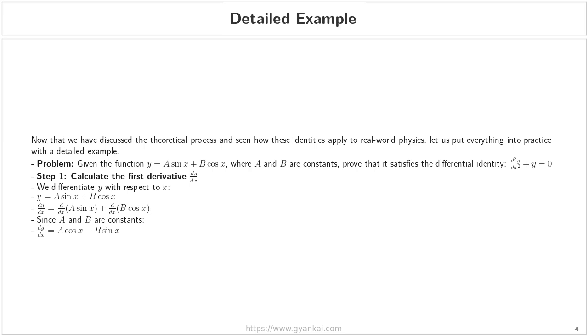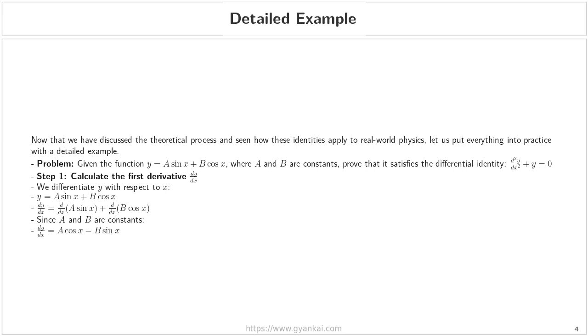Starting with step 1, we need to calculate the first derivative of y with respect to x. We begin by differentiating the entire expression. The derivative of a sine x plus the derivative of b cosine x, since a and b are constants, they remain unchanged during differentiation.